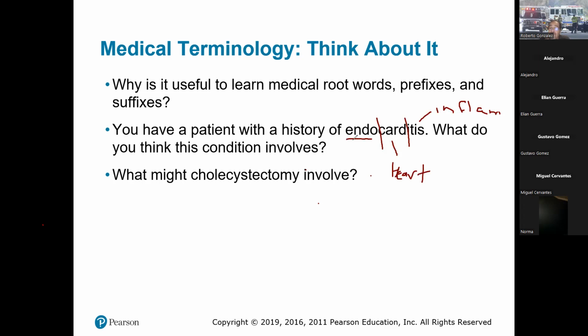And endo means within. So endocarditis is an inflammation of the inner lining of the heart. Okay.